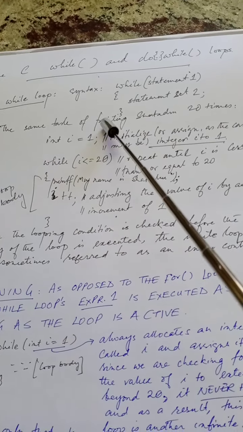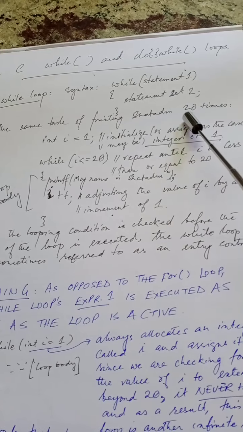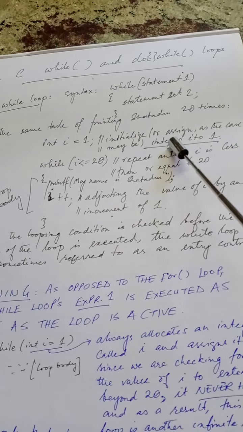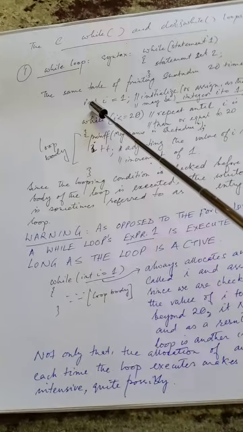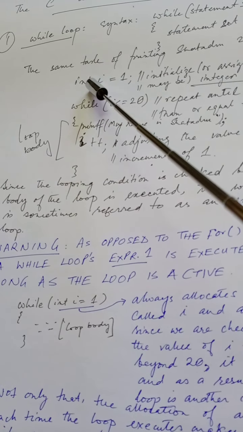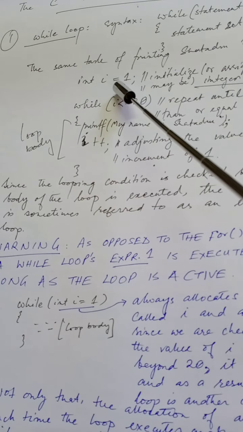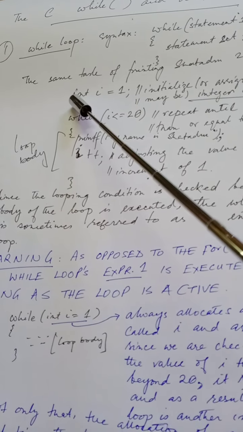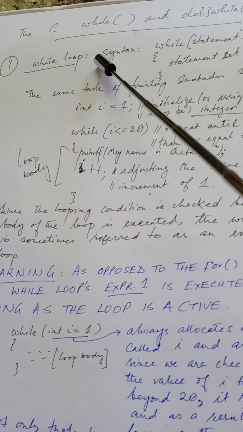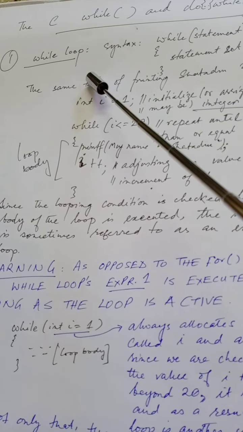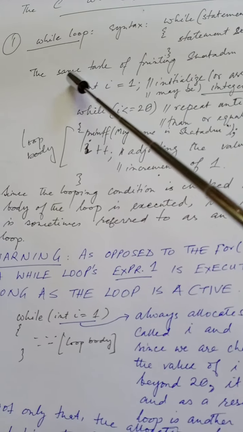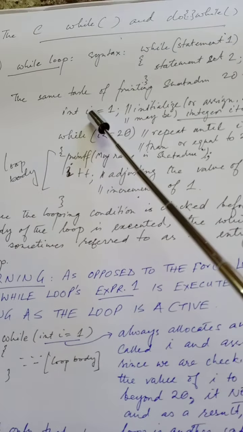So the same task of printing Shatadru 20 times is like this: int I equals 1. So initialize or assign, as the case may be, the integer to 1. If it has not been declared before, you declare it here. Otherwise, if you have declared it before, you initialize it to 1. By the way, from what we have learned about the preliminaries of C, if you have not declared it before and you've had some executable statements, then you cannot declare anything here. So you have to put it within the scopes, within braces. But anyways, so int I equals 1.